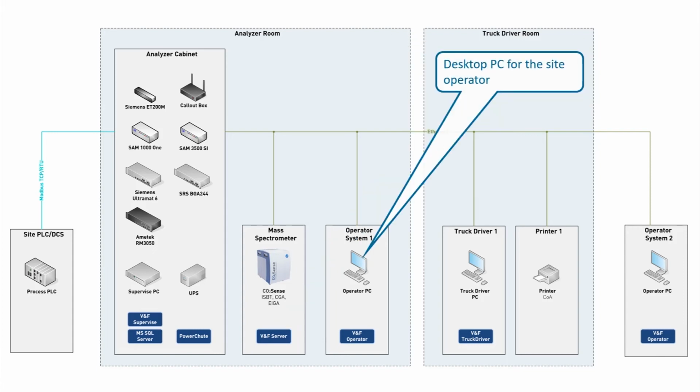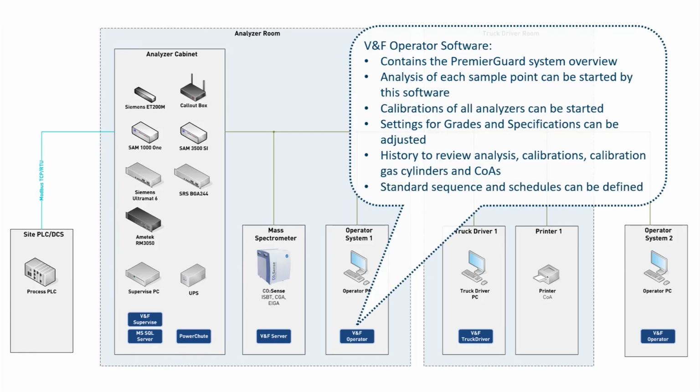The operator PC is a standard desktop PC for the plant staff where the V&F operator software is running. The V&F operator software contains the PremierGuard System Overview. Analysis of each sample point can be started by this software. Calibrations of every analyzer can also be started. Settings for the grades and specifications can be adjusted within this software. The history part allows to review analysis results, calibration results, used calibration gas cylinders, and a PDF version of certificates of analysis. A so-called standard sequence and schedules can be defined within this software.